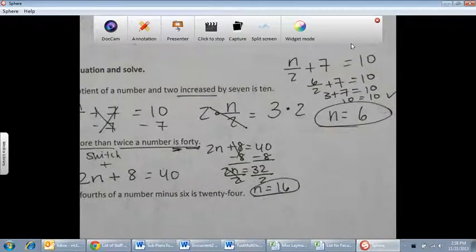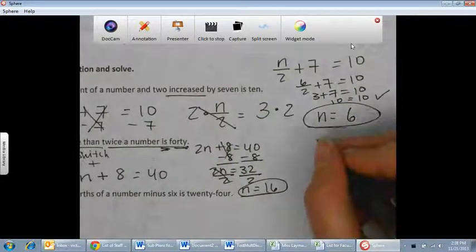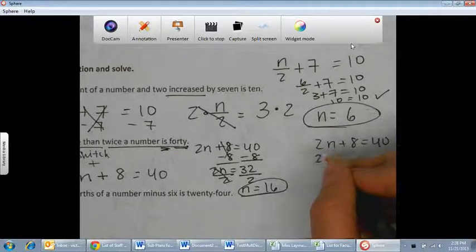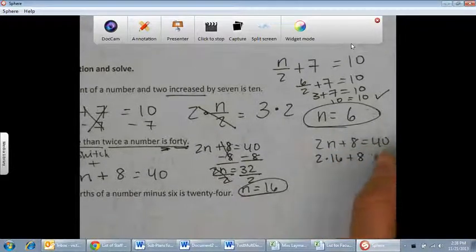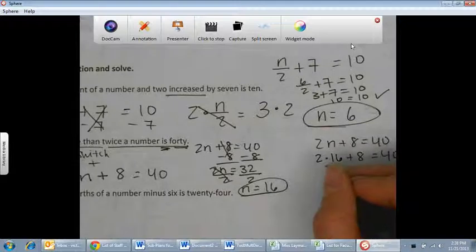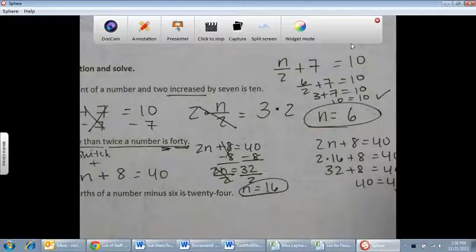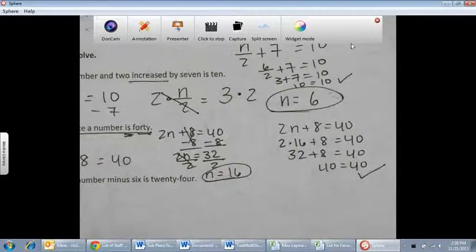To check yourself to make sure that you did it correctly, plug your solution back in. You'll get 2 times 16 plus 8 should be equal to 40. 32 plus 8 should be equal to 40. And we know that 40 is equal to 40, so our solution does indeed work.